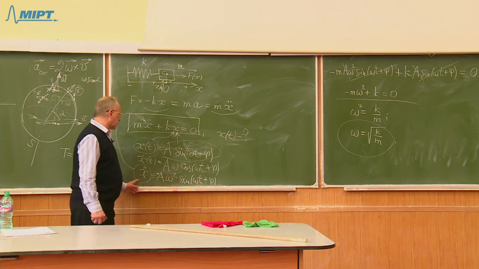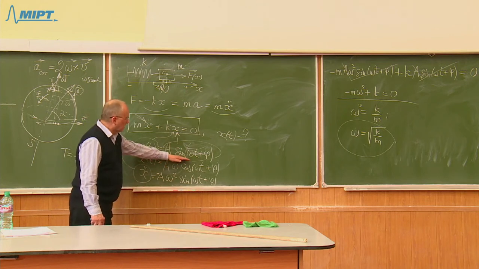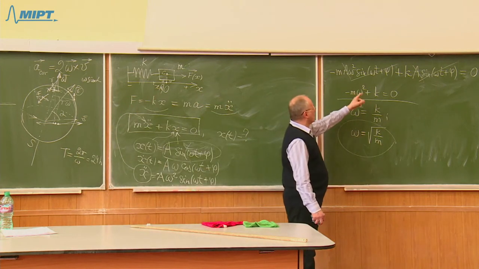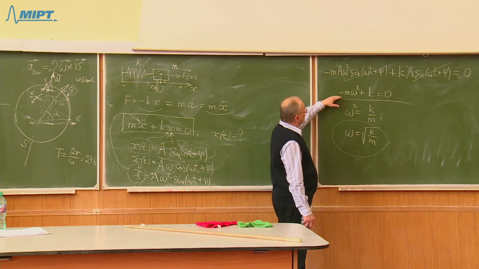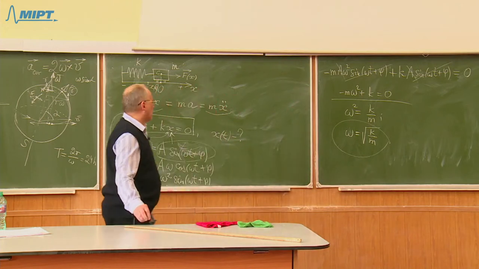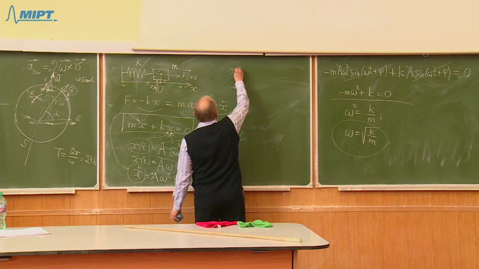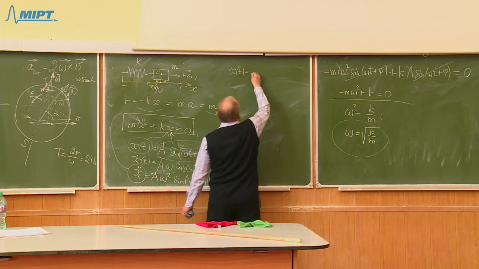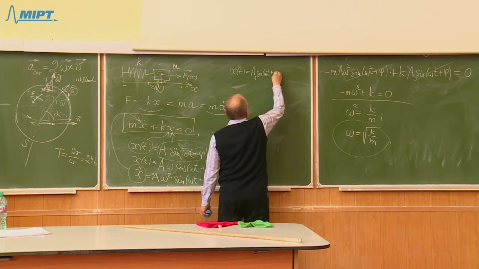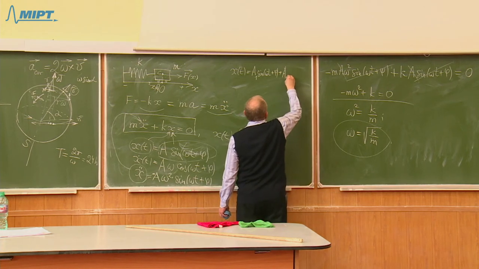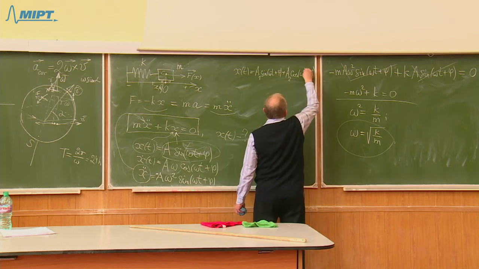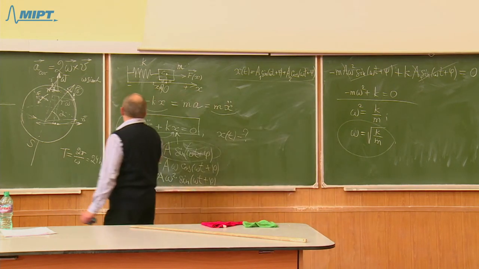If you carry out all these calculations with the initial function equal to cosine, then you will obtain the same result. Everything cancels, and such a condition is imposed on the omega. So if you take a general function in such a way, some first coefficient A1 sine(omega t plus phi) plus some second coefficient A2 cosine(omega t plus phi), then this function will be a solution to this equation.